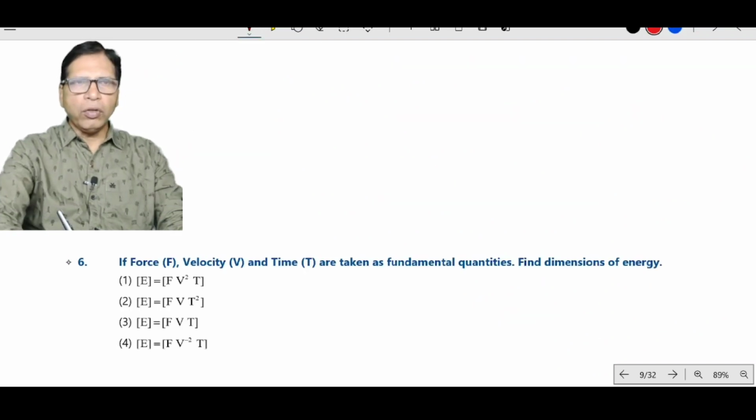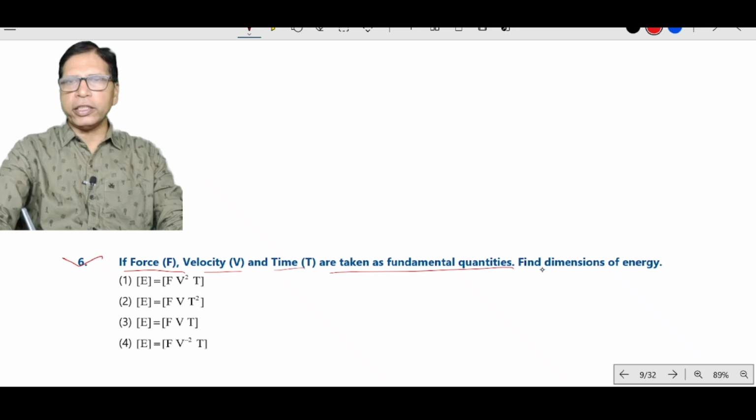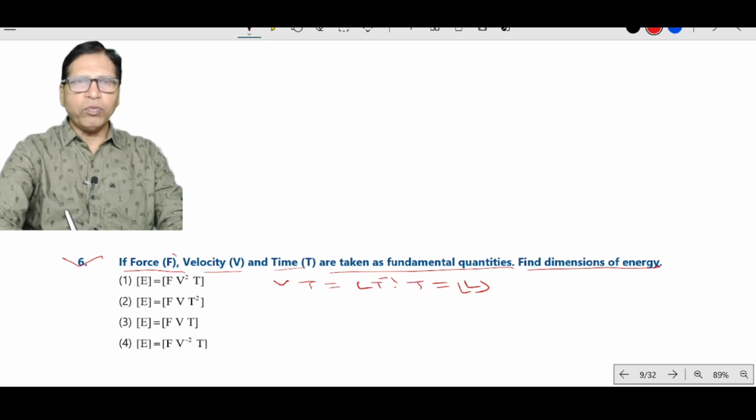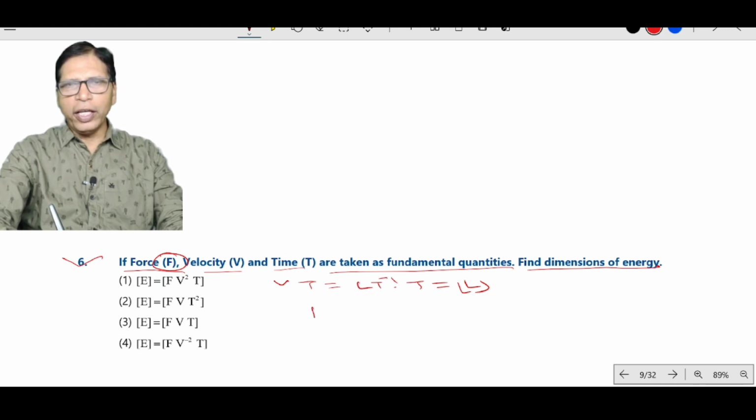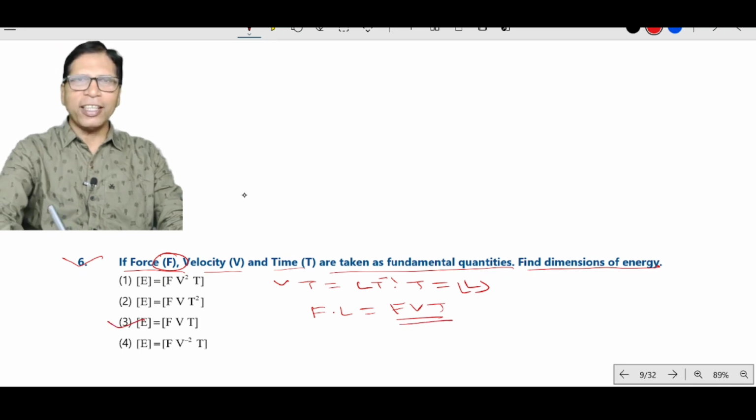Okay. Now question number 6. If a force F, velocity V, and time T are taken as fundamental quantities, find the dimensions of energy. Okay. Look at this. You know the dimension of velocity into time is LT^-1 into T, so this is L. Now force into displacement, that is force into length, is the energy. So F into L, that is F into V into T, is the dimension of energy. Look at this, option 3 is correct.